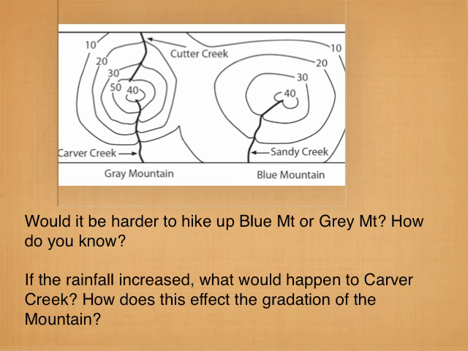The second question is, if rainfall increased, what would happen to Carver Creek? And how does this affect the gradation of the mountain? So Carver Creek is in Gray Mountain. If the rainfall increases, I would get more weathering and erosion that would occur. And by more weathering and erosion occurring, my gradation would increase. My difference between the two distances would get more intense.